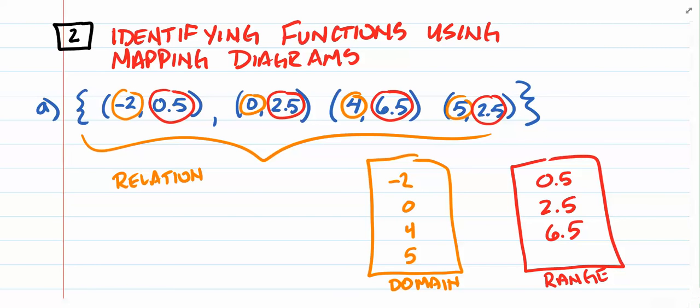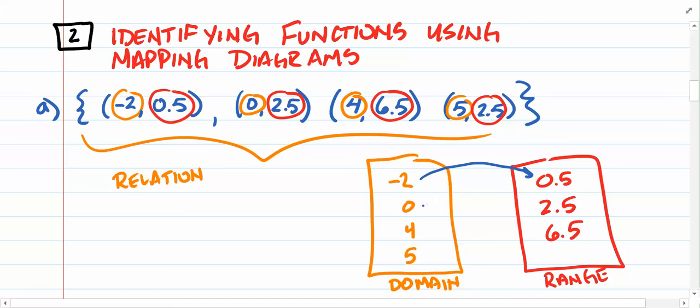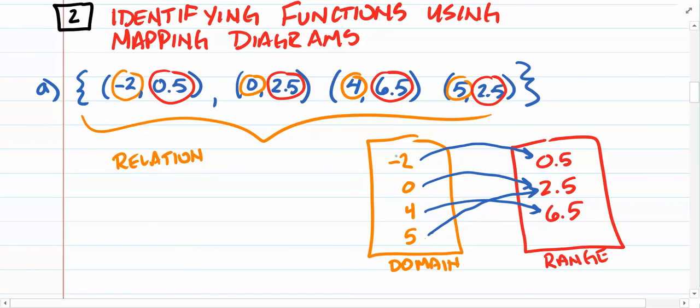Okay, and the mapping is the pairing that goes from the domain to the range. So -2 goes to 0.5, 0 goes to 2.5, 4 goes to 6.5, and 5 goes back to 2.5. So this would be considered a function because each individual member of the domain has a unique output in the range. Even though two numbers go to 2.5, it's still a unique output for every input, meaning that 0 does not go to two places in the range. So this right here represents a function.